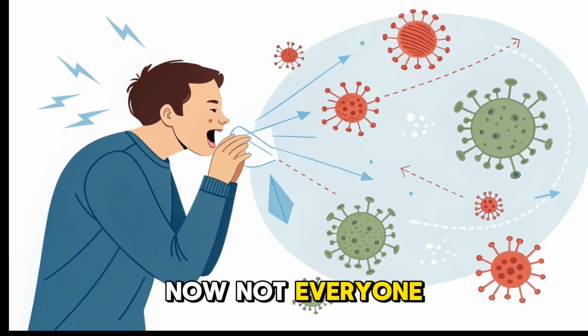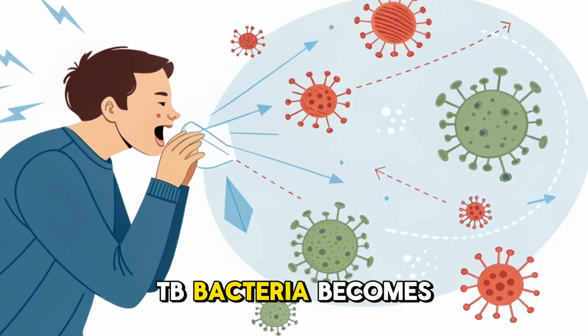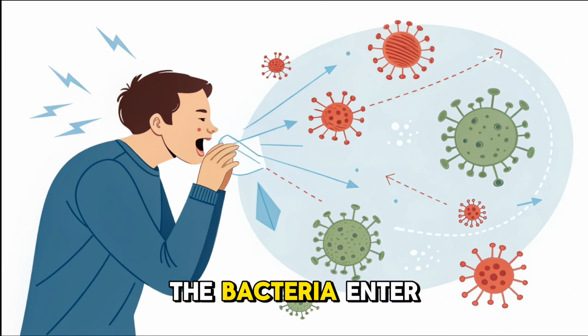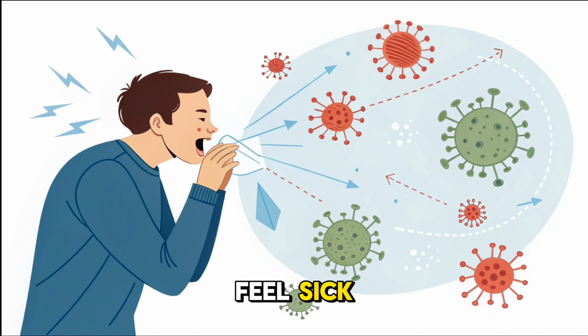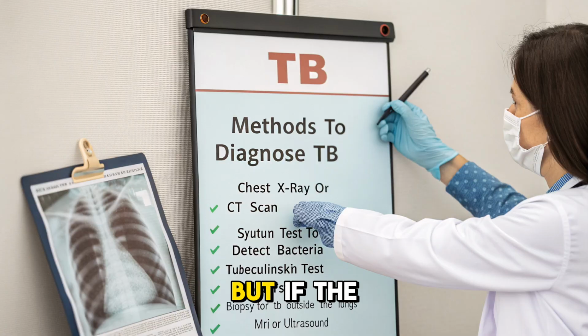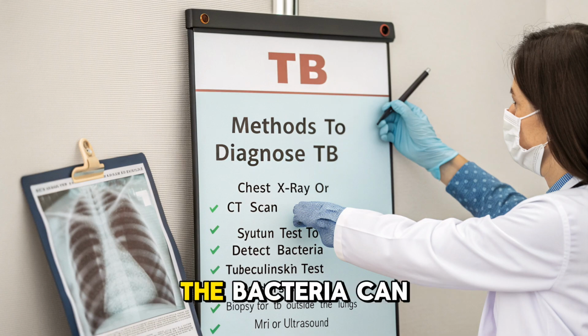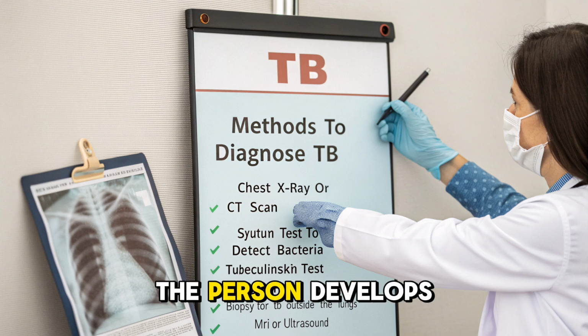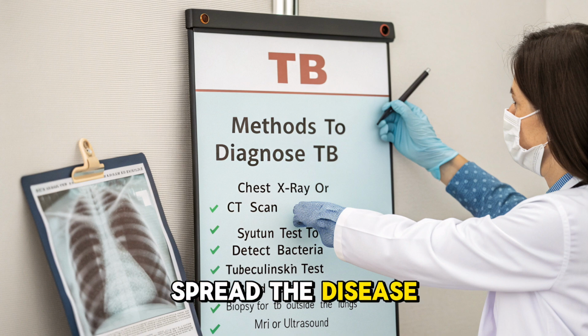Now, not everyone who breathes in TB bacteria becomes sick right away. There are two types of TB, latent TB and active TB. In latent TB, the bacteria enter the body but remain inactive. The person doesn't feel sick, has no symptoms, and cannot spread TB to others. But if the immune system becomes weak, the bacteria can wake up and turn into active TB. In active TB, the person develops symptoms and can spread the disease.